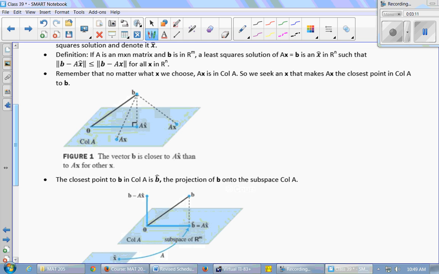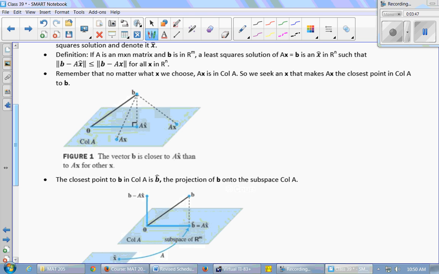So remember, no matter what x we choose, Ax is going to be in the column space of A, because A times x is just going to create a linear combination of the columns of A. So x is a vector of weights that makes a linear combination of the columns of A. So no matter what x we pick, Ax is in the column space of A. So here's a picture where the column space of A is being represented as a plane. And we're going to seek an x that makes Ax the closest point in Col A to b.